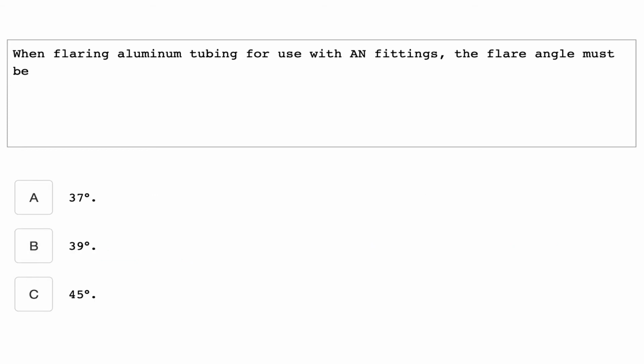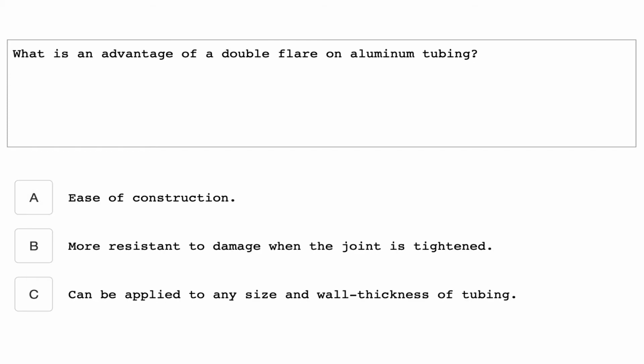When flaring aluminum tubing for use with AN fittings, the flare angle must be 37 degrees. What is an advantage of a double flare on aluminum tubing? More resistant to damage when the joint is tightened.